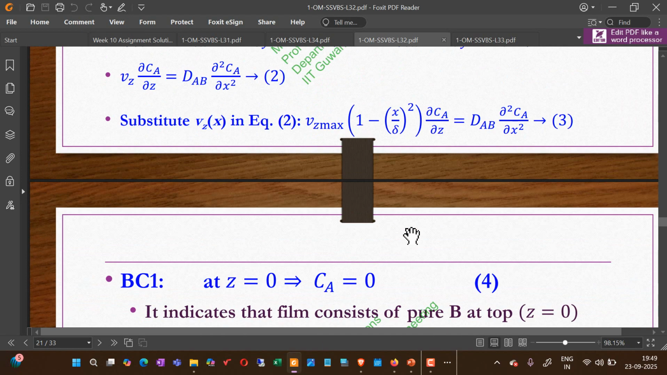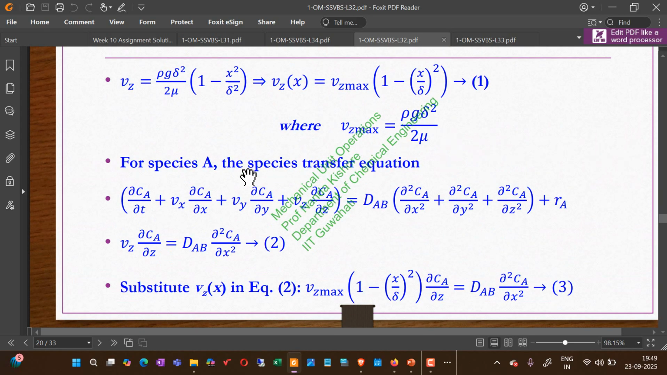So let's complete it. Once you had this, the species transfer equation is this one. See, this is for reaction, this is for diffusion, and this is for convective mass transfer. It is steady state, and these terms we are not considering because of the inertia. But in this one, we have to consider Vz, because Vz is there, and then dCa/dz is considered.